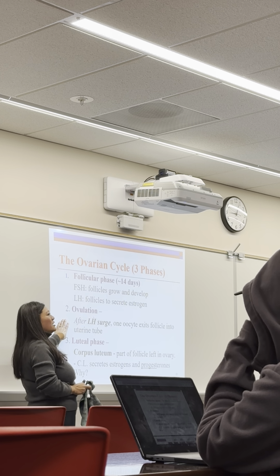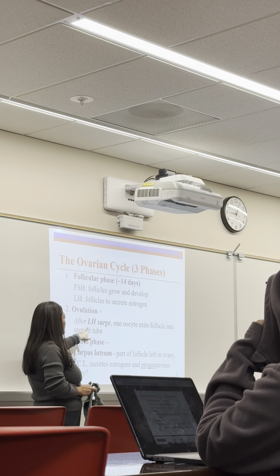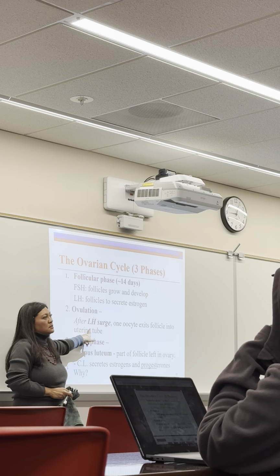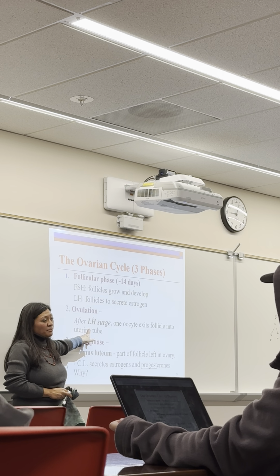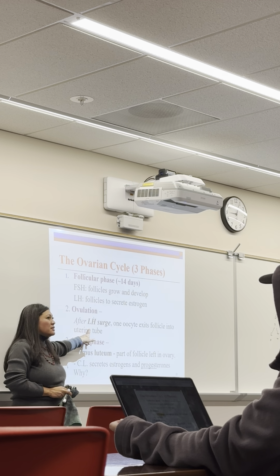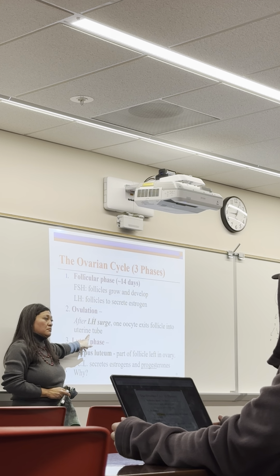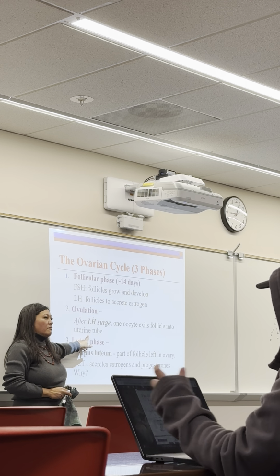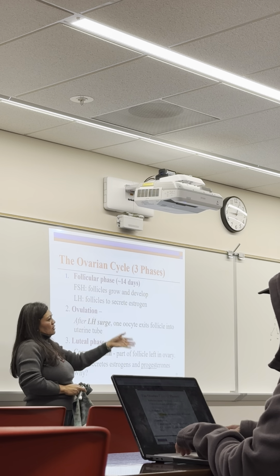At around day 13, 14, 15, there's something very significant that happens. It's called the LH surge. There's going to be a big spike in LH right before ovulation. Without that spike, ovulation will not happen. So the LH surge, you're going to see it all drawn out, by the way.